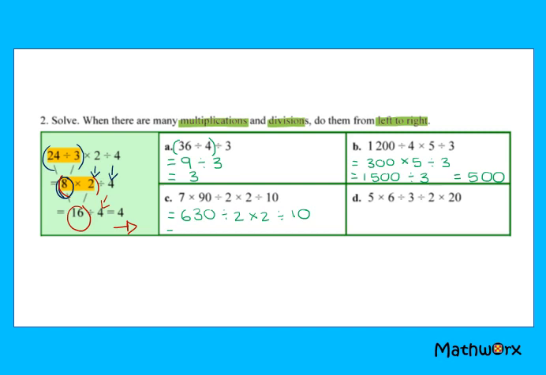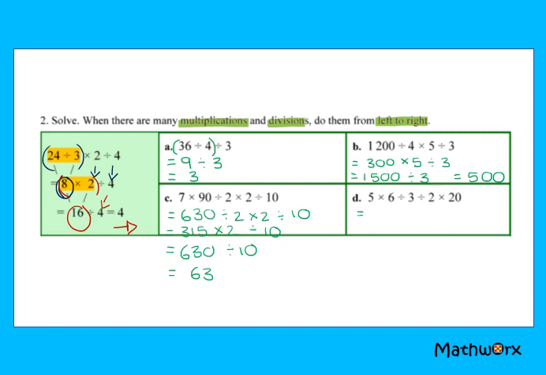We're going to go 630 divided by 2, which gives me 315. And we're going to times, I was about to write the divide again. We are going to times it by the 2, and we're going to divide it by the 10. And then we're going to go 315 times 2, which gives me, again, 630, and we're going to divide that by 10. And our answer is 63, because 630 divided by 10 gives me 63.